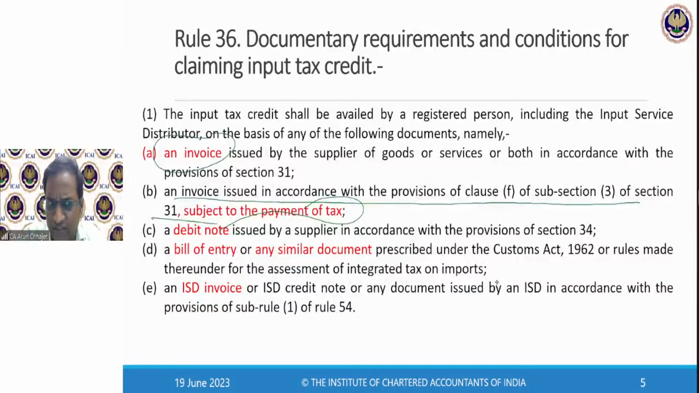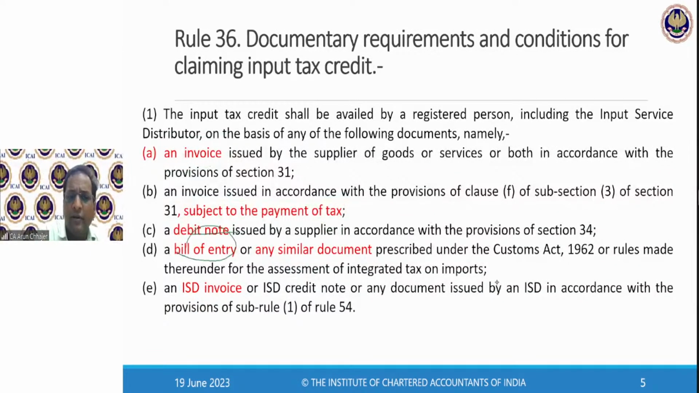In case of reverse charge, it can be the debit note. What is the bill of entry? If we are importing goods, then the bill of entry. Further, they are saying any similar document, because at the time of customs assessment, the amount of the bill of entry can be enhanced. In that case, the GST would be paid extra on the basis of a similar document, so we can take the ITC on the basis of that document as well.